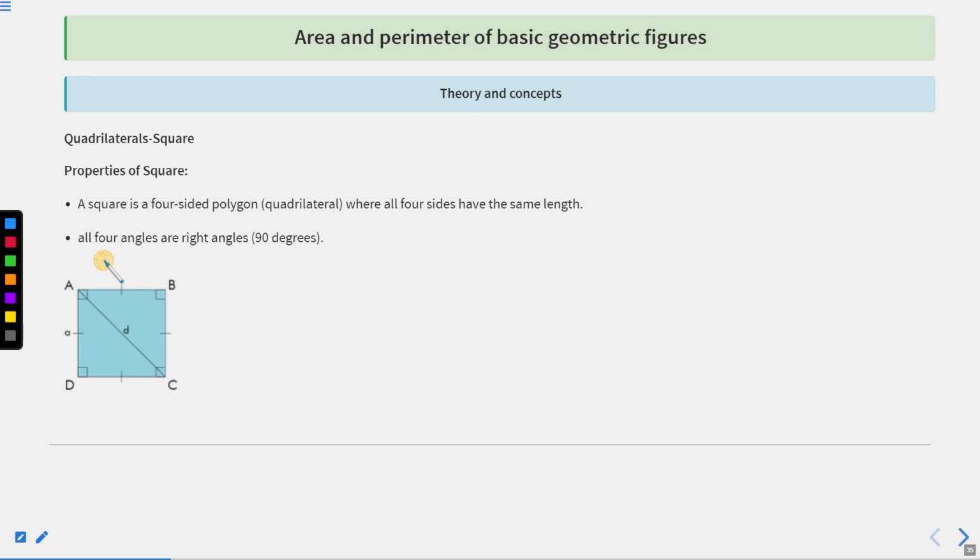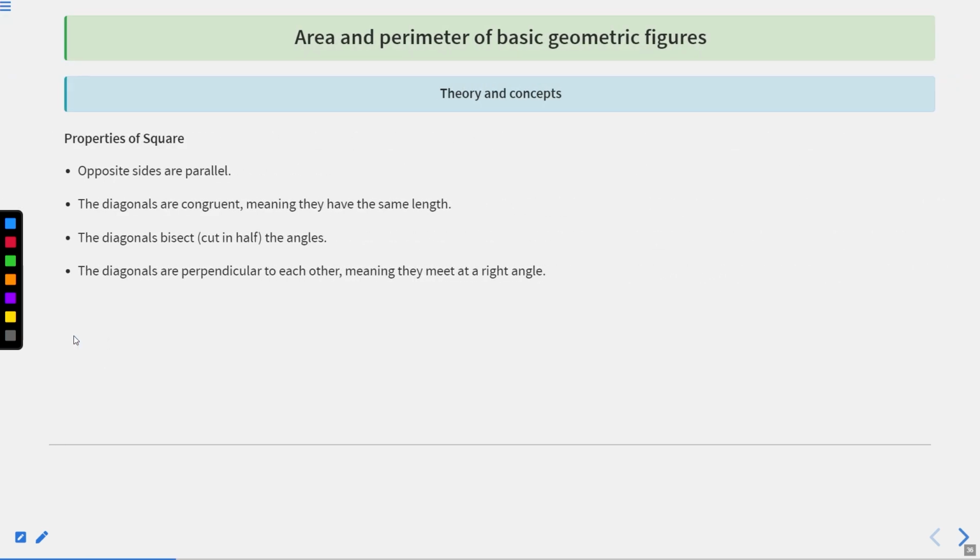Similar to a rectangle, all four angles are right angles, that is 90 degree. So this angle is 90, this is 90, this is 90, this is 90. This side is the same as this, the same as this, and the same as this. Opposite sides are parallel, obviously.